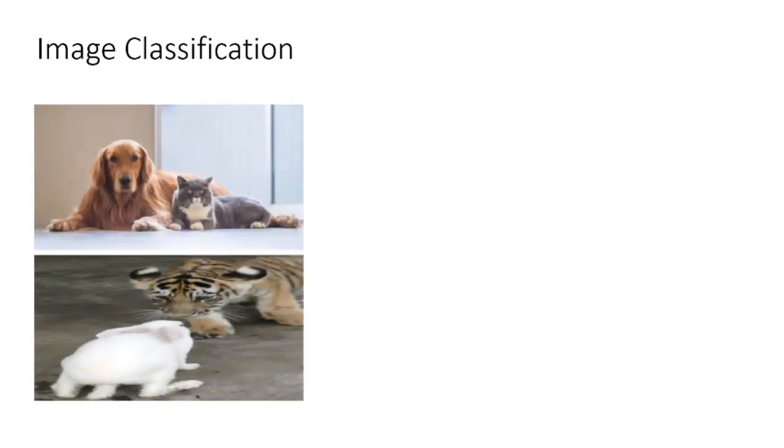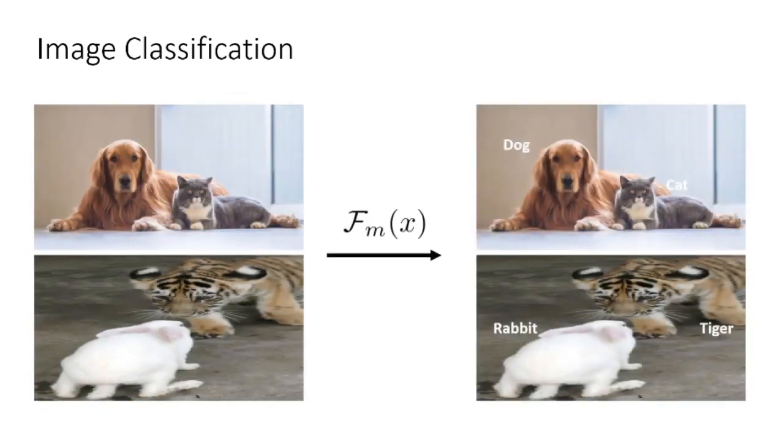Often though, you might want to associate more than one label with an image. So here the function f of m can associate multiple labels with one image. How do we design such functions?